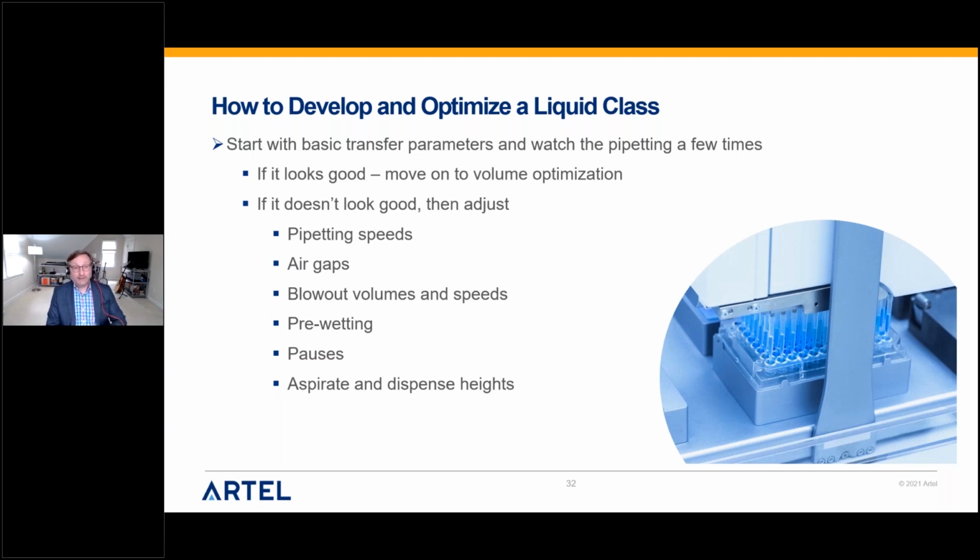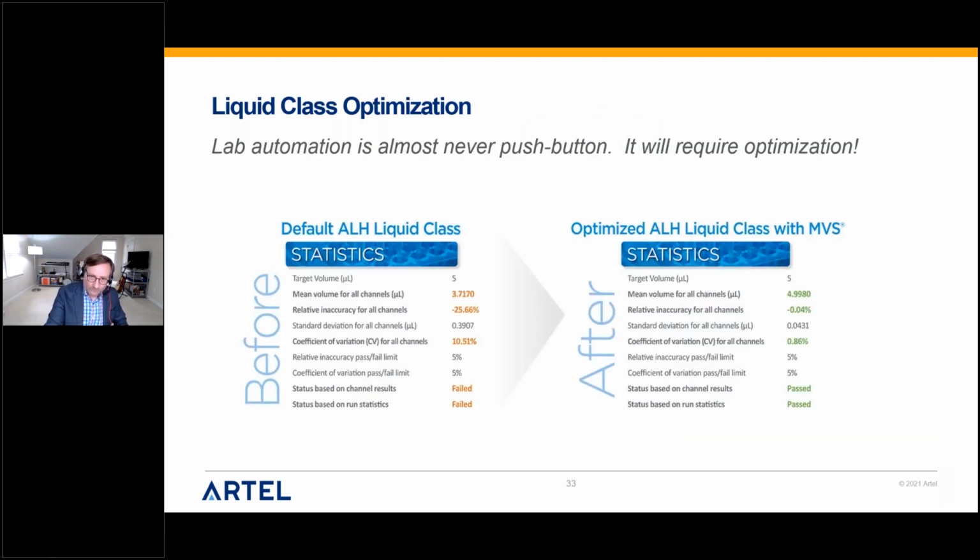If it doesn't, that's when you start getting into some of these adjustments here: the pipetting speeds, the air gaps, and air aspirate and dispense heights, those types of things. And then once you've got that locked down, this is the kind of data that you can see. If we think about liquid class optimization, the panel to the left, we've got basically the default liquid class, and it's under dispensing by about 25%. And then after it's been optimized, you see it's under dispensing by 0.04%. So we've drastically improved this through this optimization.